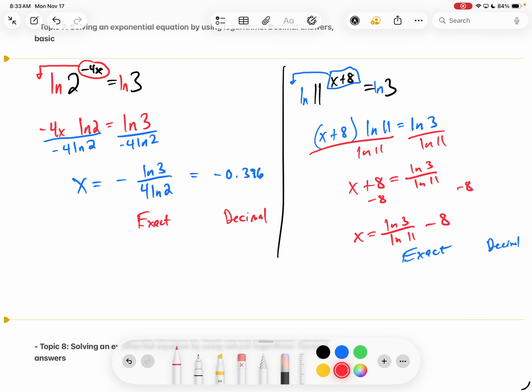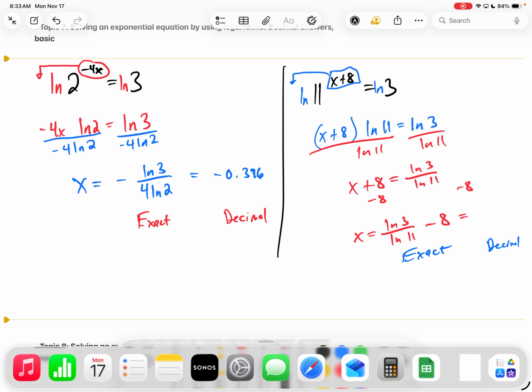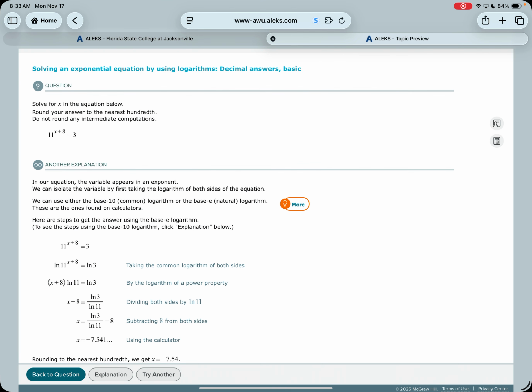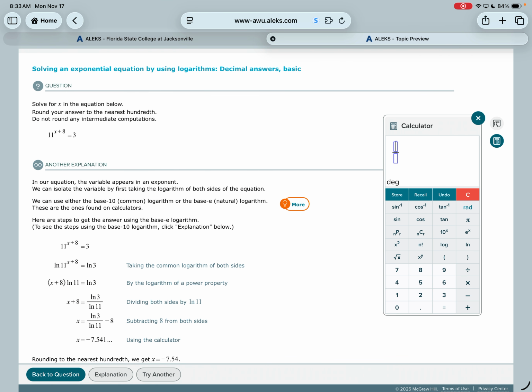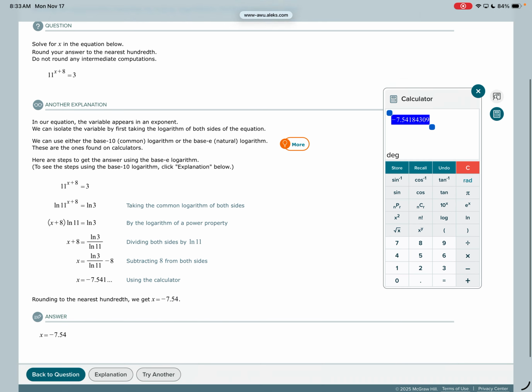And my decimal answer, I need to change that. I guess we can go to the calculator here real quick. I'll show you how to do it. Ln of 3 divided by ln of 11 minus 8. Negative 7.54.